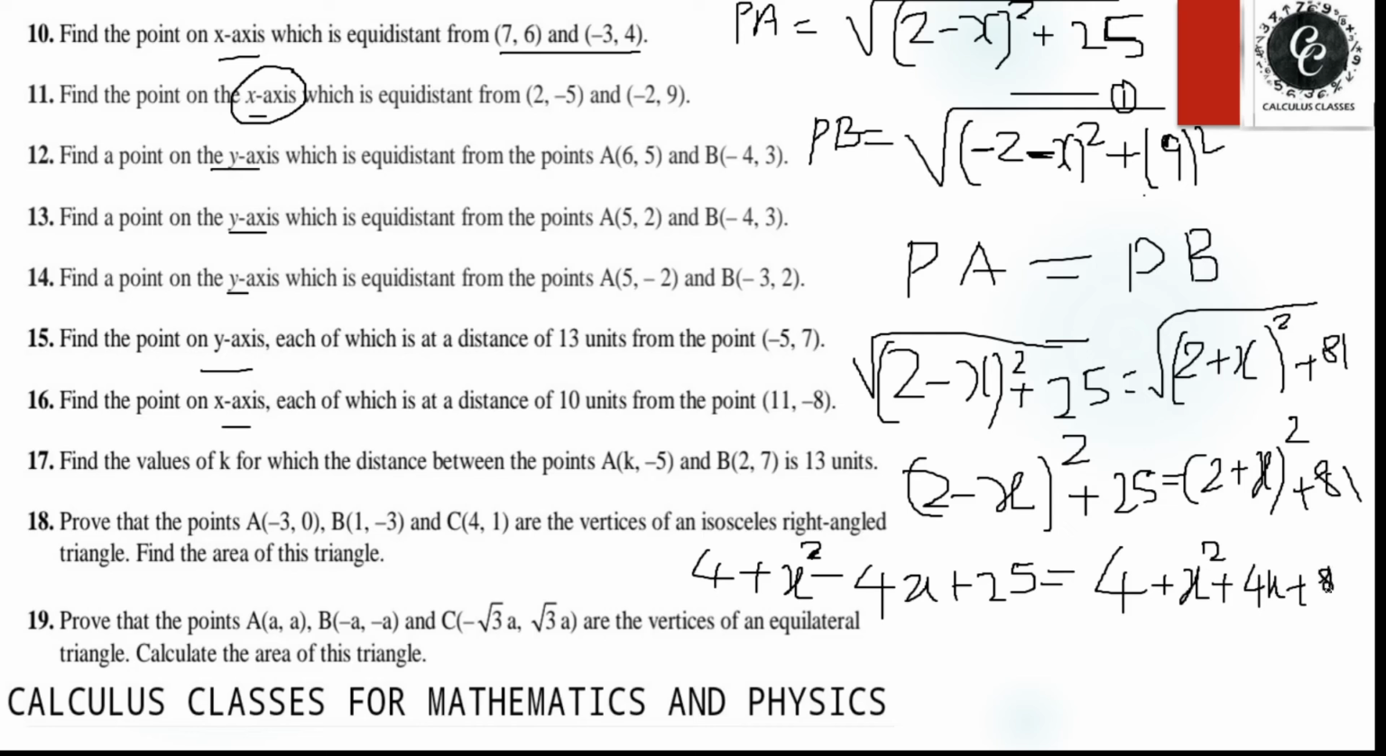So what we'll do? We'll cancel this 4 with this 4, and this x square with this x square. The 4x will come to this side, so what will come? Minus 8x will become, na? 4 was already there.